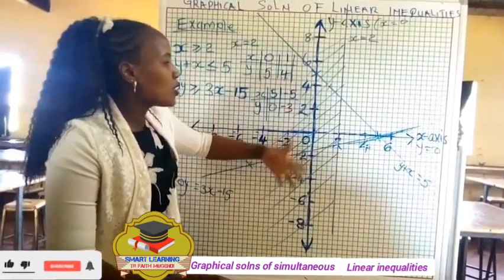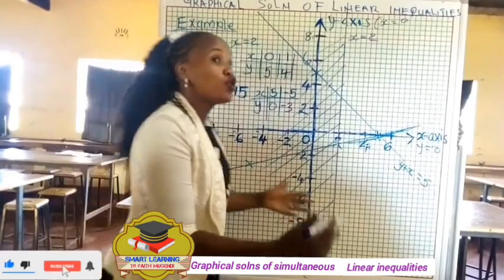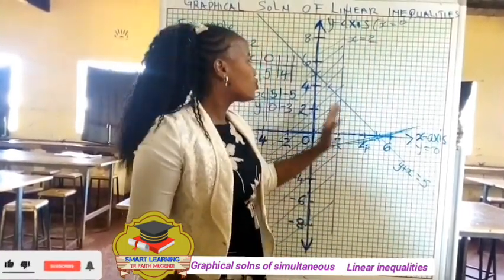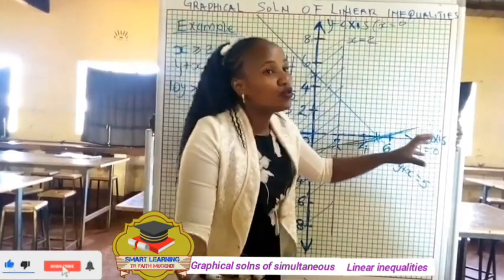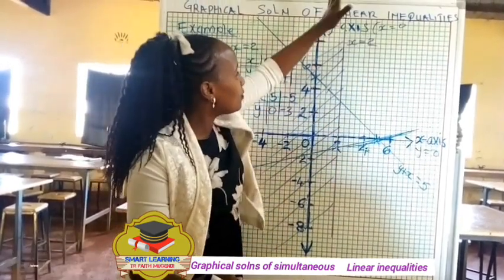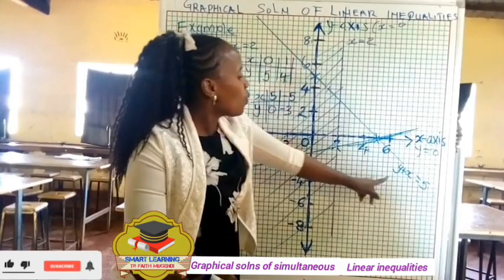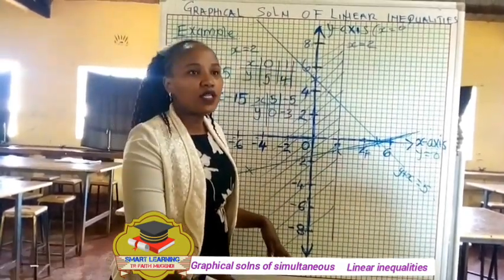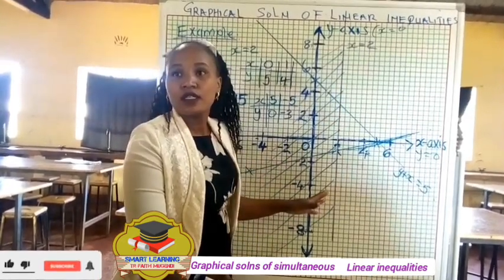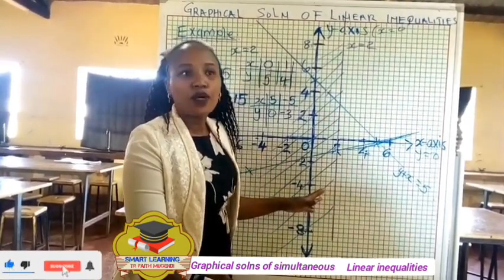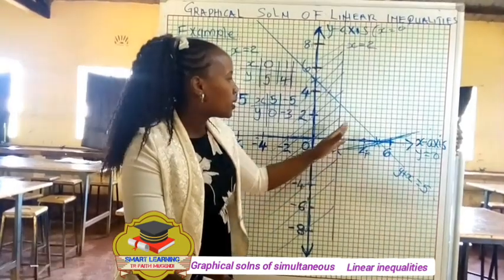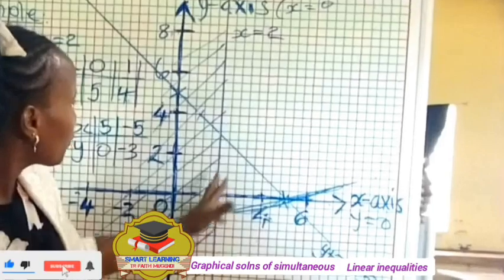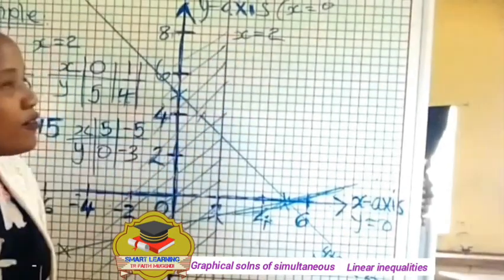We take the values either above or below. I choose to take any point above the line, and I want to ask one of you to give me any point above the line Y plus X equals 5. Anybody? Any point above? Yes, John? 2, 8. 2, 8 is above. Very well.